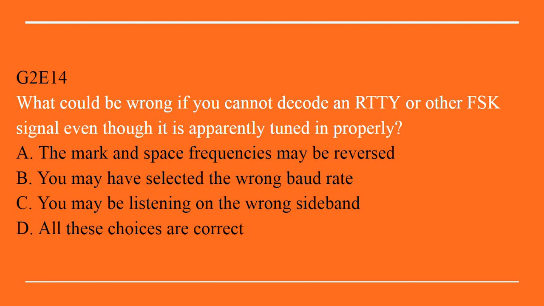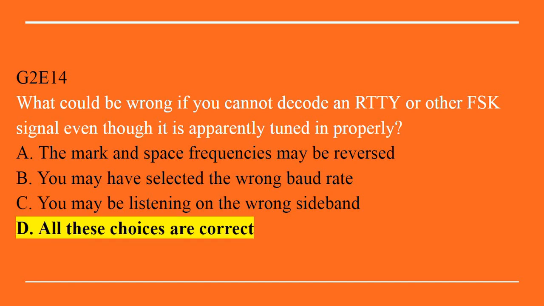G2E14. What could be wrong if you cannot decode an RTTY or other FSK signal, even though it is apparently tuned in properly? A. The mark and space frequencies may be reversed. B. You may have selected the wrong baud rate. C. You may be listening on the wrong sideband. Or D. All of these choices are correct. Correct answer is D. All of these choices are correct.